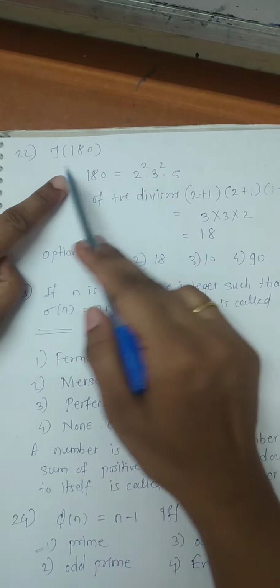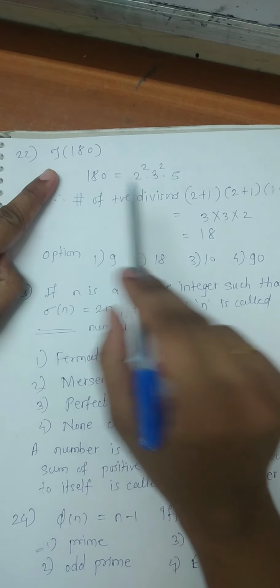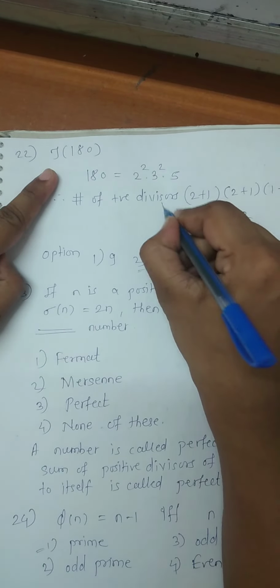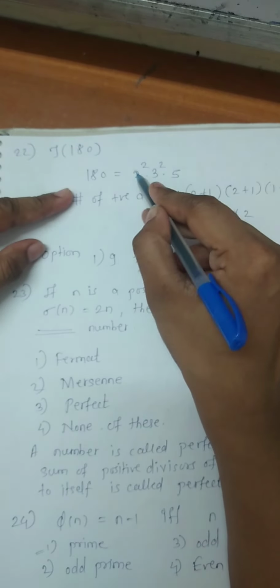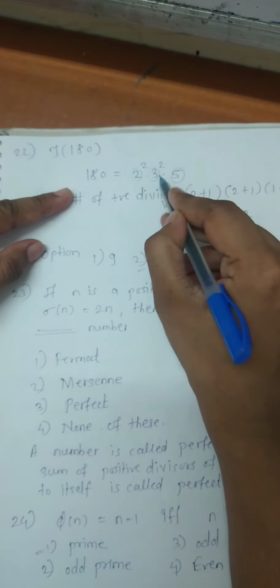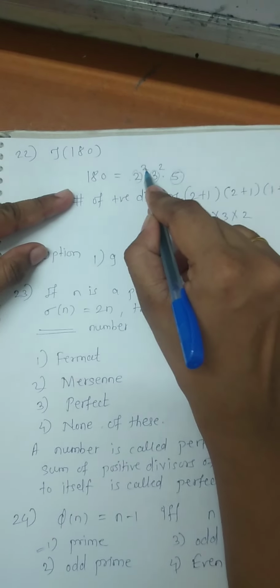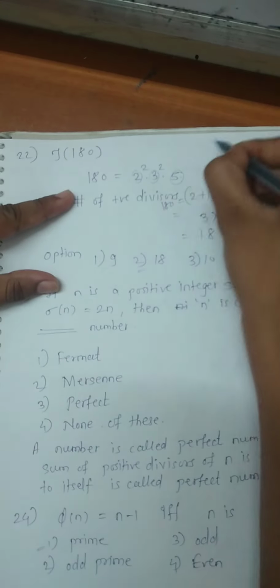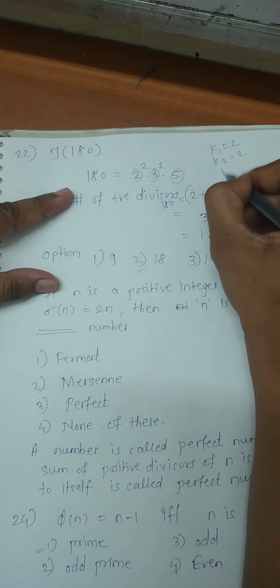So see, we now apply that formula. Tau of 180, we have to find the number of positive divisors of 180. The base is always prime, and we can write 180 as 2 square into 3 square into 5 to the power 1. So what is k1? k1 is 2, k2 is 2, and k3 is 1.